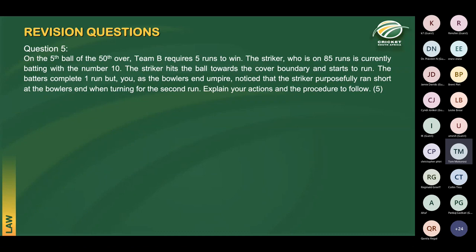Then we've got the fifth question. On the fifth ball of the 50th over, team B requires 5 runs to win. The striker, who is on 85 runs, is currently batting with the number 10. The striker hits the ball towards the cover boundary and starts to run. The batters complete 1 run, but you, as the bowler's end umpire, notice that the striker purposefully ran short at the bowler's end when turning for the second run. Explain your actions and the procedure to follow.